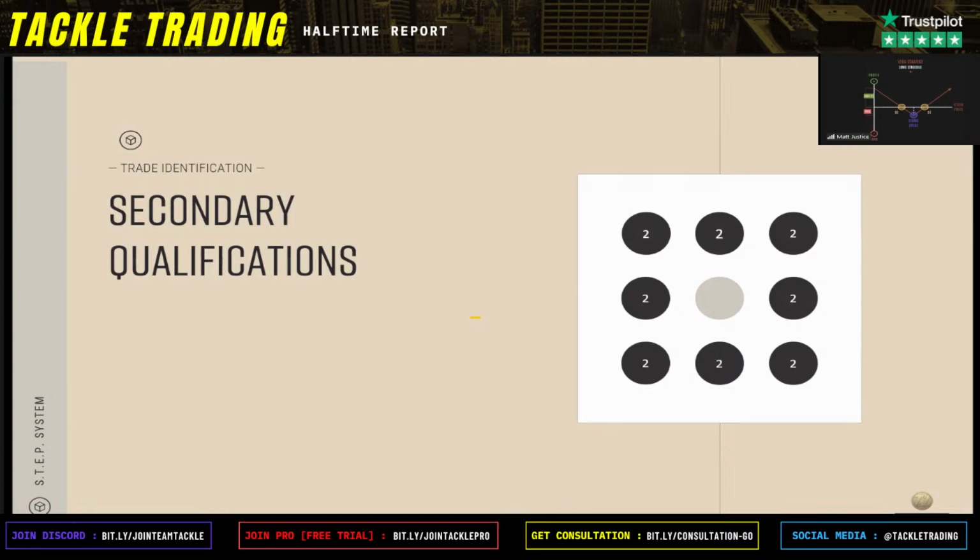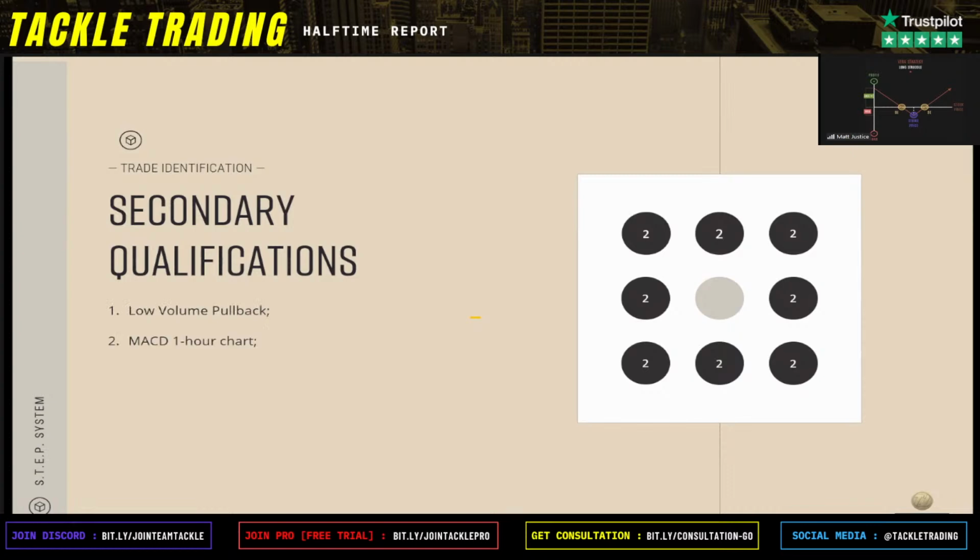Now, in terms of secondary qualifications, these are things you want. You want to see these things, but you don't necessarily need to see these things to make a trade. Again, it's the things that separate a decent retracement from a good retracement, a good retracement from a great retracement, a great retracement from a retracement that you call textbook, that you put into a book, and then it obviously goes against you. That's how the textbook retracements work, by the way.